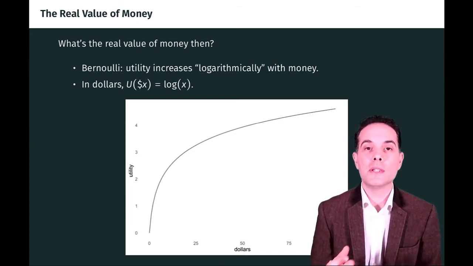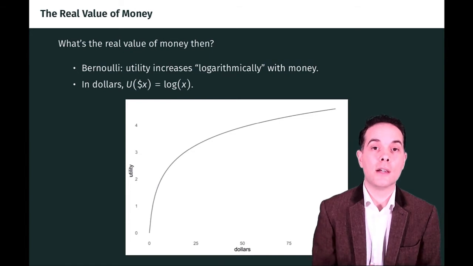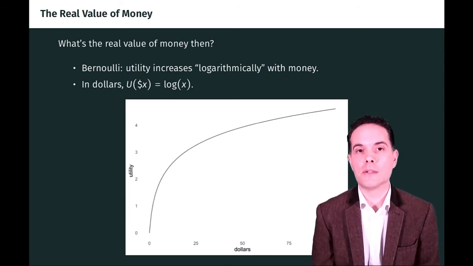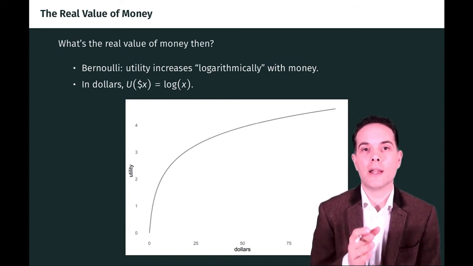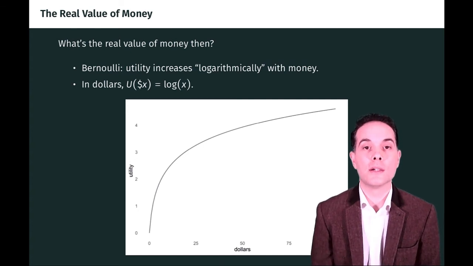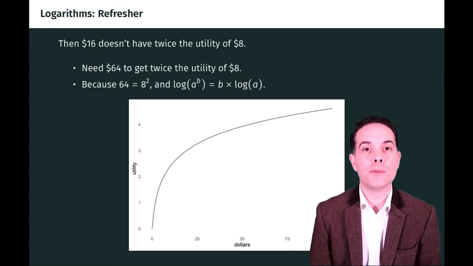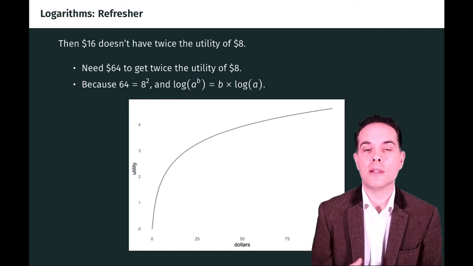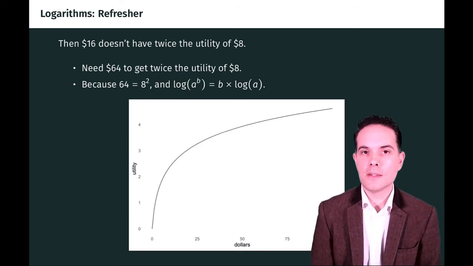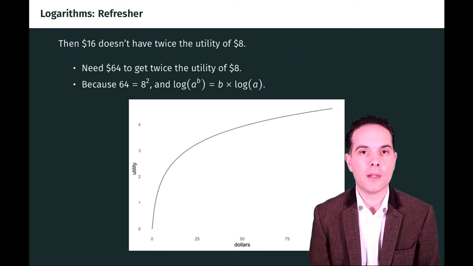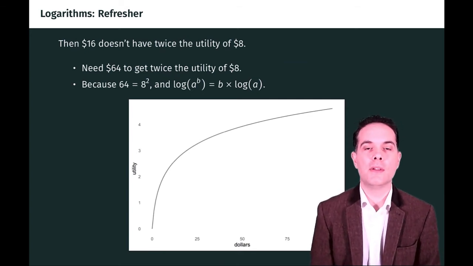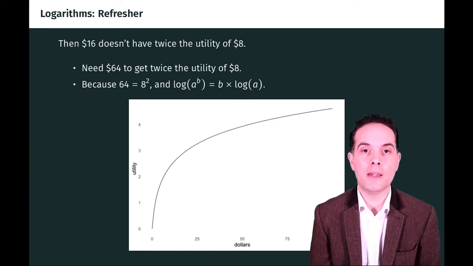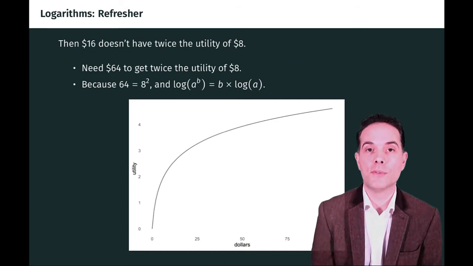In other words, the utility of $2 is actually the logarithm of 2, and the utility of $4 is the logarithm of 4, and so on. And that gives us this curve we've seen before on the slide, where the x-axis is dollars and the y-axis is utility measured in logarithm of dollars. Now, if Bernoulli is right that utility increases logarithmically with dollars, then $16, for example, is not twice as valuable as $8, because the logarithm of 16 is not twice the logarithm of 8. To get twice the logarithm of 8, you'd have to go all the way up to $64.